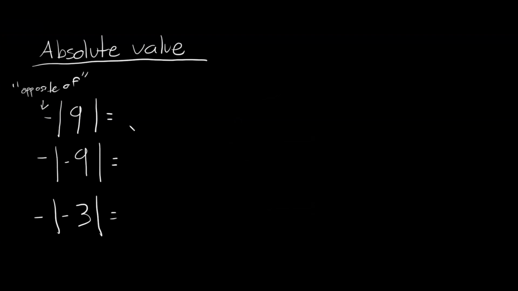So here we have the absolute value of 9 is just 9. But then we have this negative out here, so it's going to be the opposite of 9, which is negative 9. And then the same thing here. We have the absolute value of negative 9. The distance of negative 9 from 0 is just 9. And here we have this negative sign, so it's going to be the opposite. And then same thing here. The absolute value of negative 3 is positive 3. And then we have this negative sign, which means the opposite of 3, which is negative 3.